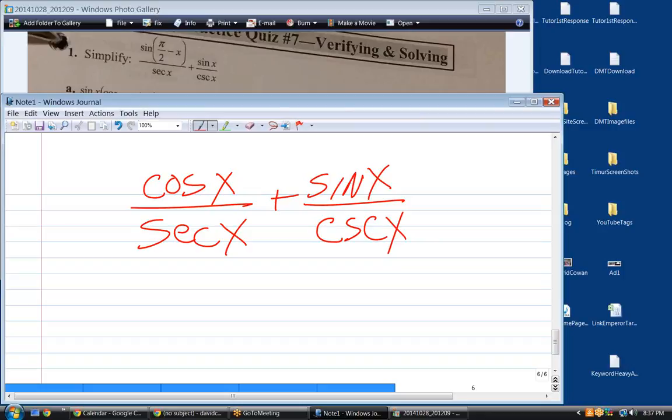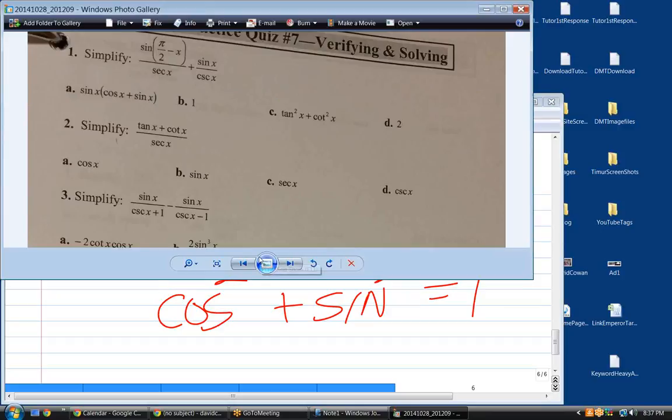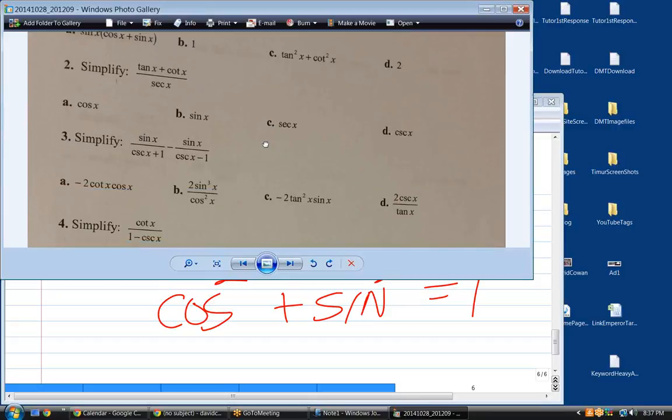Now, what are we looking at? I'm not even going to look at the answers. What's cosine over secant equal to? Cosine squared. And what's sine over cosecant equal to? Sine squared, so the answer is 1. B again. Heck with the session. Just answer B to everything.